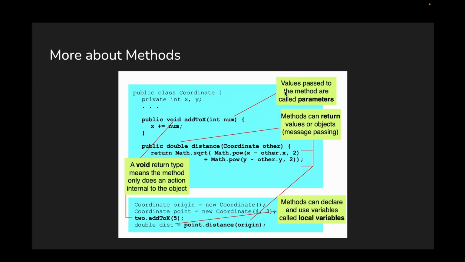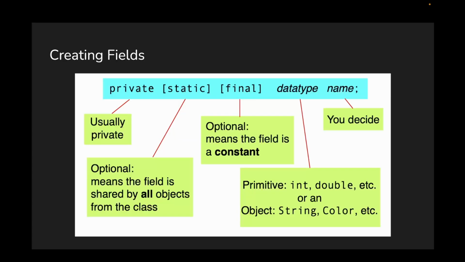And then for this next part, values passed to the method are called parameters. We know that methods can return values or objects, we talked about how we can return a class or an object of a class. And then lastly, methods can declare and use variables called local variables. So we talked about scope previously. We talked about how you can identify where a variable will actually be able to be accessed based on which scope it was declared and initialized in. So yeah, that's a recap of classes and methods.